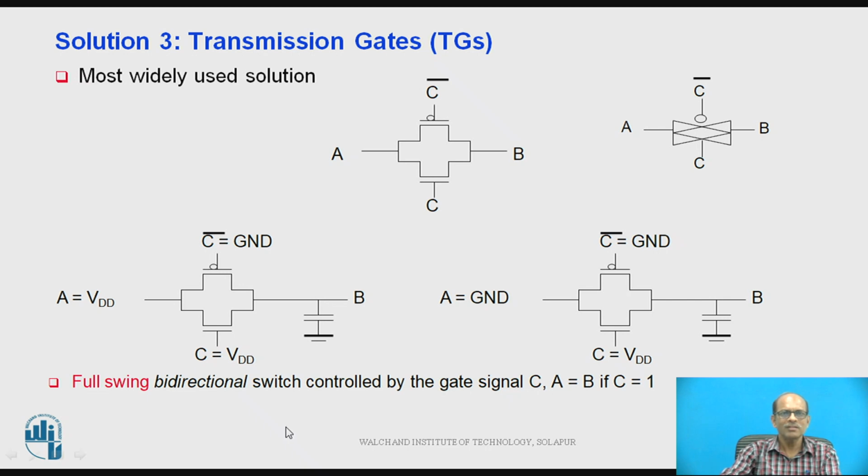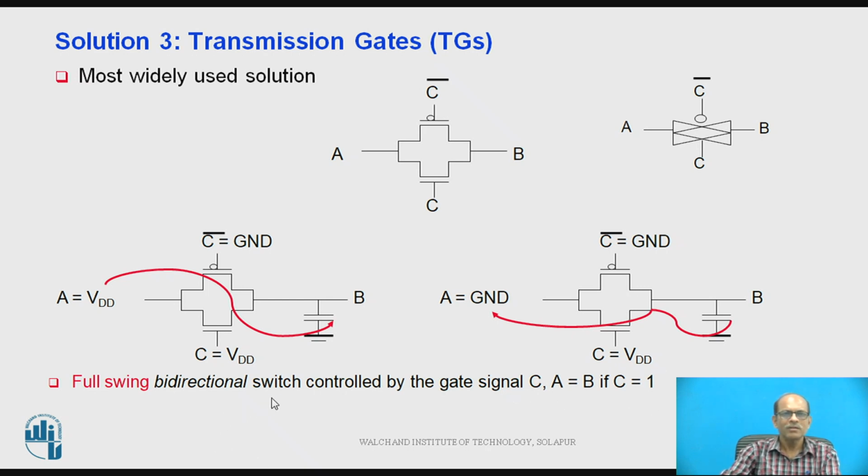Now the third solution is the transmission gate. A transmission gate is nothing but the parallel connection of PMOS and NMOS, as shown in the figure, and this is the symbol of the transmission gate. Now in this figure, A is equal to B if C is equal to 1, right? So here A is equal to logic 1, so that 1 will be passed through the PMOS, and in the second figure A is equal to 0. So here you can see if A is equal to 1, it will be passed through the PMOS, because the PMOS passes a good 1 and the NMOS passes a good 0.